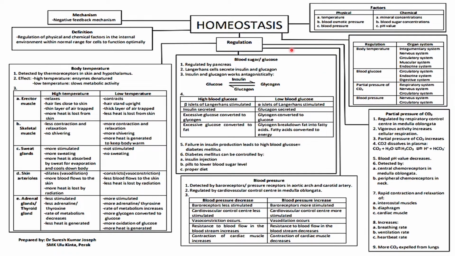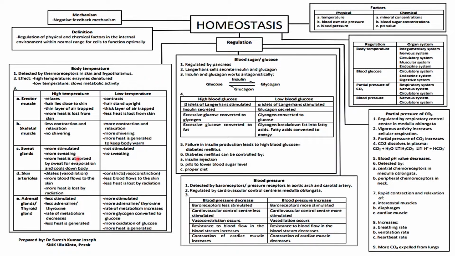Alright, let us look at the first regulation, which will be the body temperature regulation. Changes in the body temperature are detected by thermoreceptors located in the skin and hypothalamus. At high temperature, the enzymes in the cells may be denatured, so the physical and chemical processes in the cell may not occur properly. And if low temperature, that will slow down the metabolic activity in the cells.